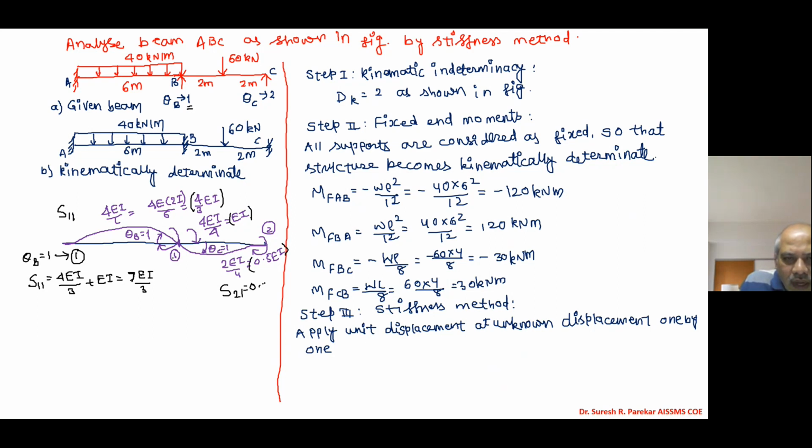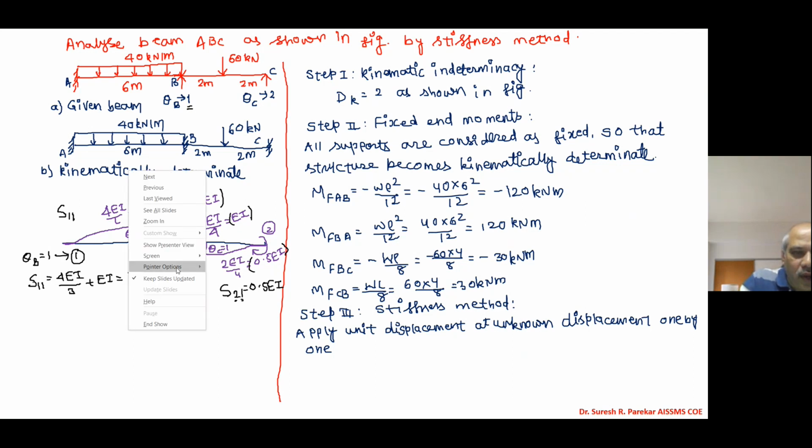What is S11? Try to understand. S11 means force required at first unknown displacement due to unit displacement applied at first unknown displacement. S21 is force required at second unknown displacement due to unit displacement applied at first unknown displacement. So this is for unit displacement applied at 1.